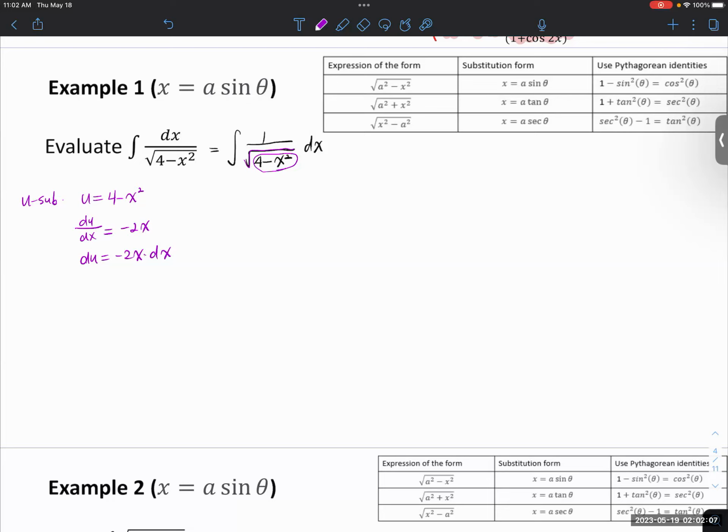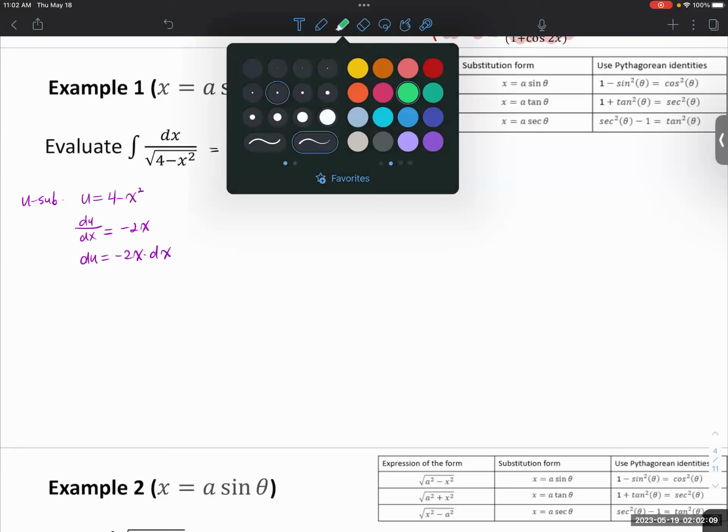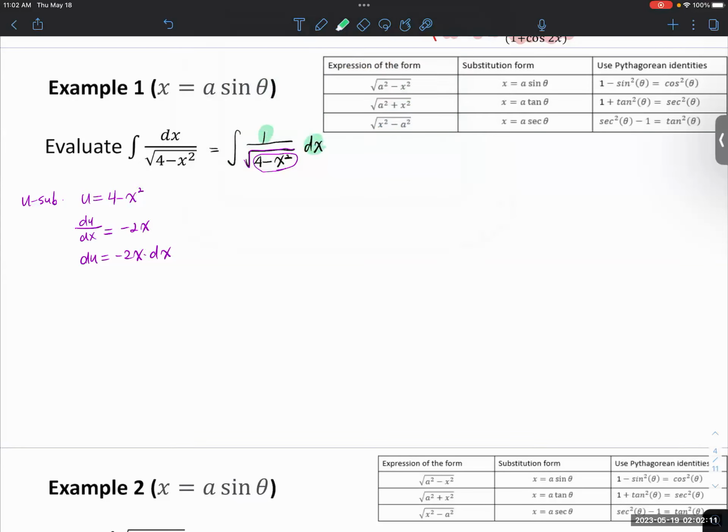However, when you look at the original function, there is no x. It has only 1 times dx, and then I cannot simplify negative 2x dx. I cannot simplify it in terms of u, because what are you going to do with the negative 2 and the x? So there is a limitation to u-substitution.